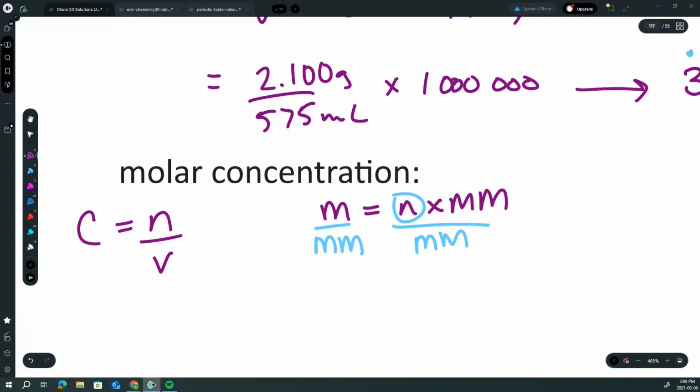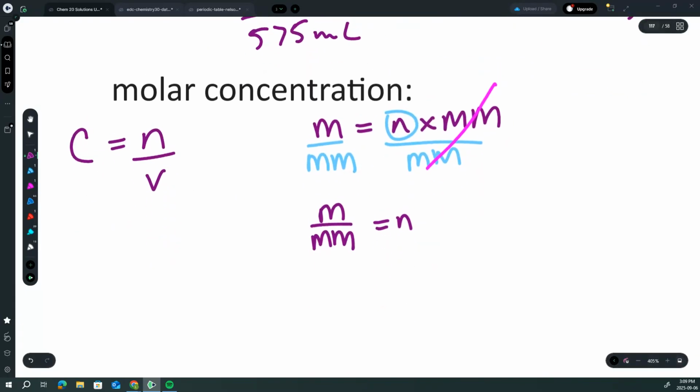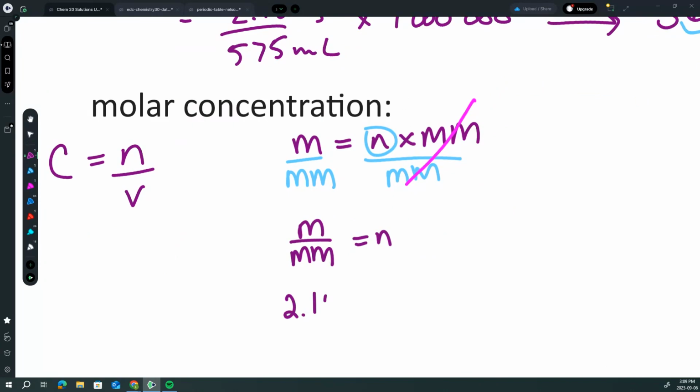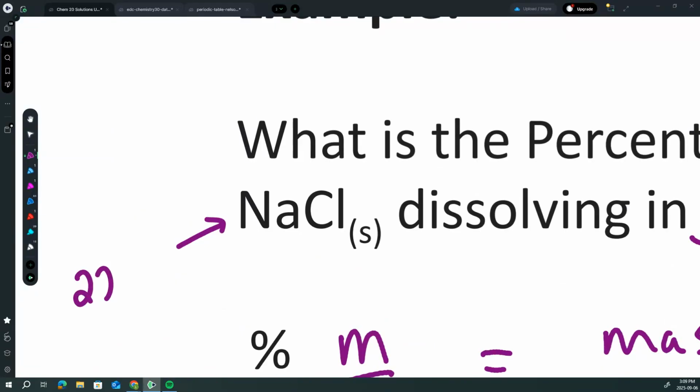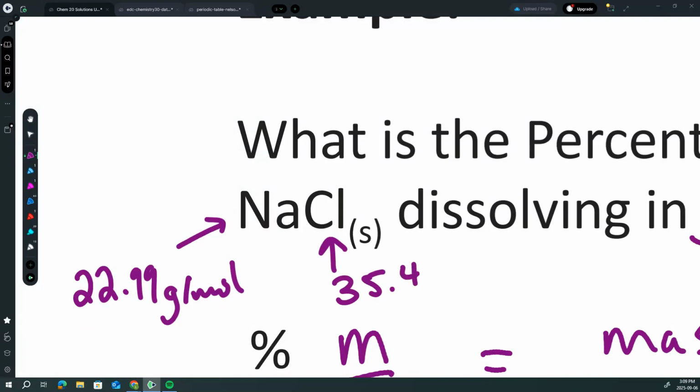This is something you should already be fairly familiar with. So mass divided by molar mass is equal to moles. That's what we're using here. Our mass was 2.100 grams. For the molar mass, if you look at your periodic table, sodium is 22.99 grams per mole, and for chlorine, the molar mass is 35.45 grams per mole. That's what you're going to find for sodium as well as chlorine.